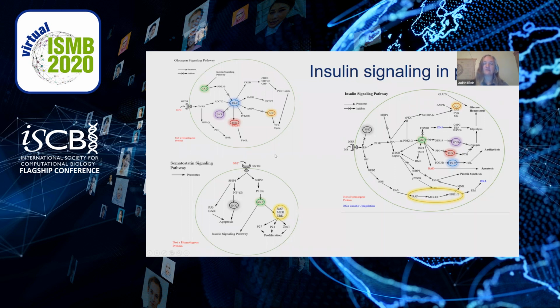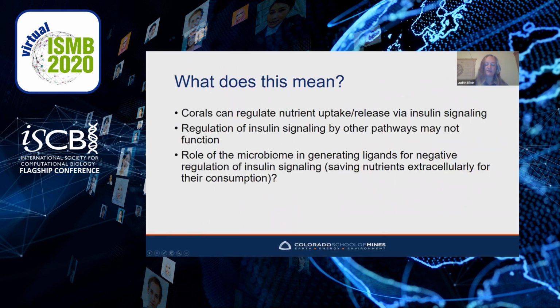It's very tempting to speculate that corals can regulate nutrient uptake and release via insulin signaling, but that the regulation of insulin signaling by other pathways may not actually function. We speculate that perhaps these ligands may be provided by the microbiome. Maybe bacteria, algae generate ligands to negatively regulate insulin signaling to keep the nutrients for their own use rather than allowing consumption by the corals.